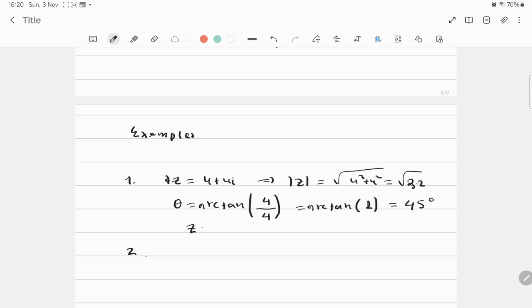So we can write z equals r e to the power of i theta, the square root of 32 times e to the power of i 45 degrees. e to the power of i theta equals cos theta plus i sin theta, and this is Euler's formula.